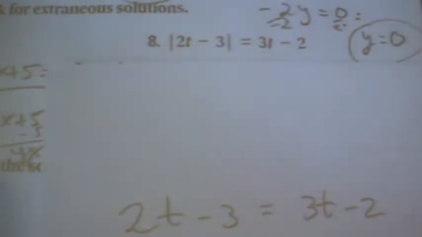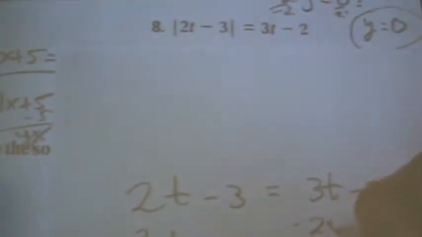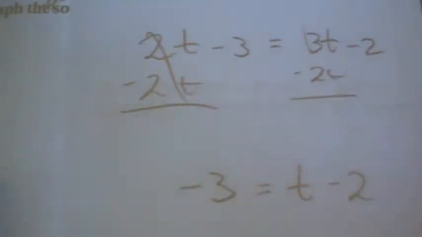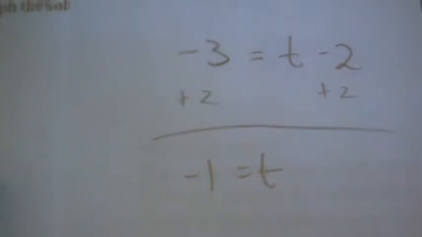Okay. So what do you guys want to do to it first? Minus 2t, minus 2t. Right, subtract 2t. And you get minus 3t equals t minus 2. And we're going to add 2. Negative 1 equals t. So that's one of the solutions we got so far.